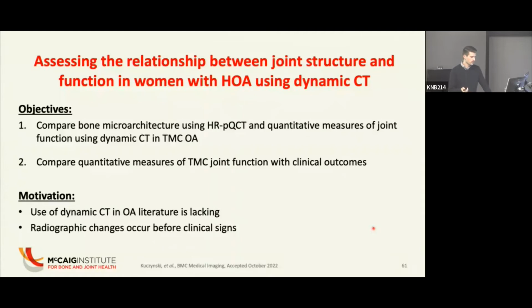So the motivation for this work is, as I mentioned in the introduction, that the use of dynamic CT in osteoarthritis literature is lacking. I expect that to change pretty soon. There's a lot of papers starting to come out now using dynamic CT for different diseases and conditions, specifically in the wrist. And as I mentioned earlier in the introduction as well, these radiographic, structural changes that we can see in osteoarthritis tend to happen before any clinical signs, such as pain.